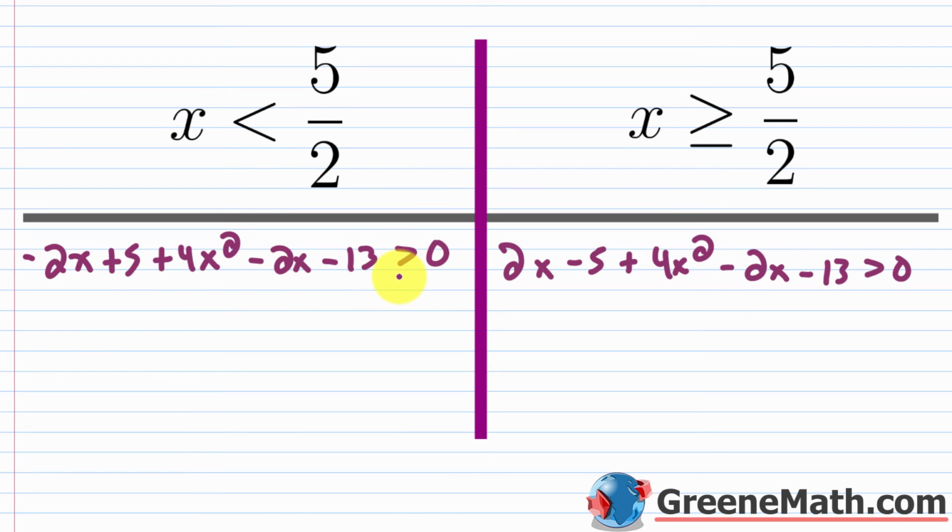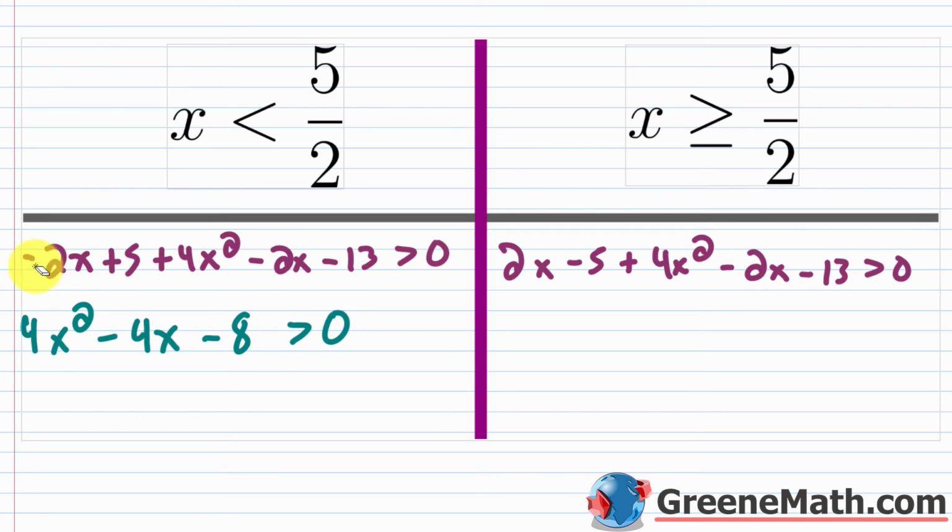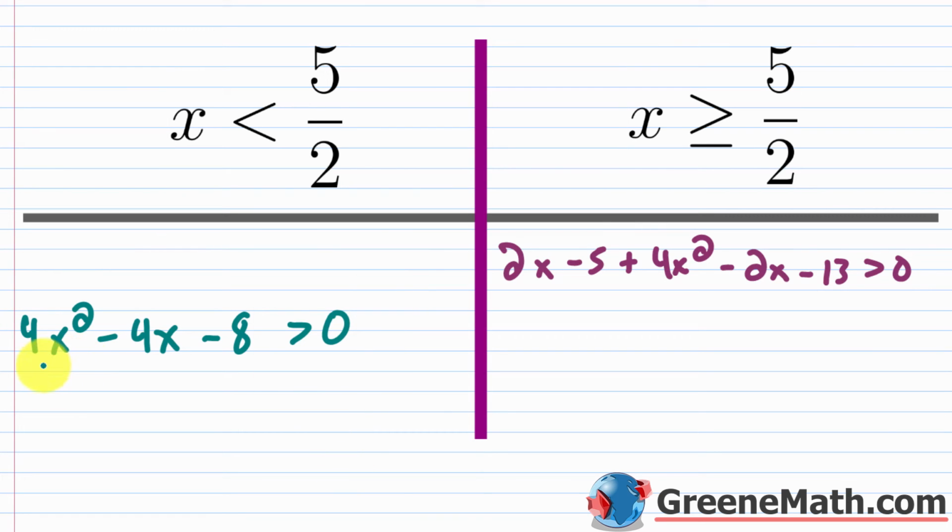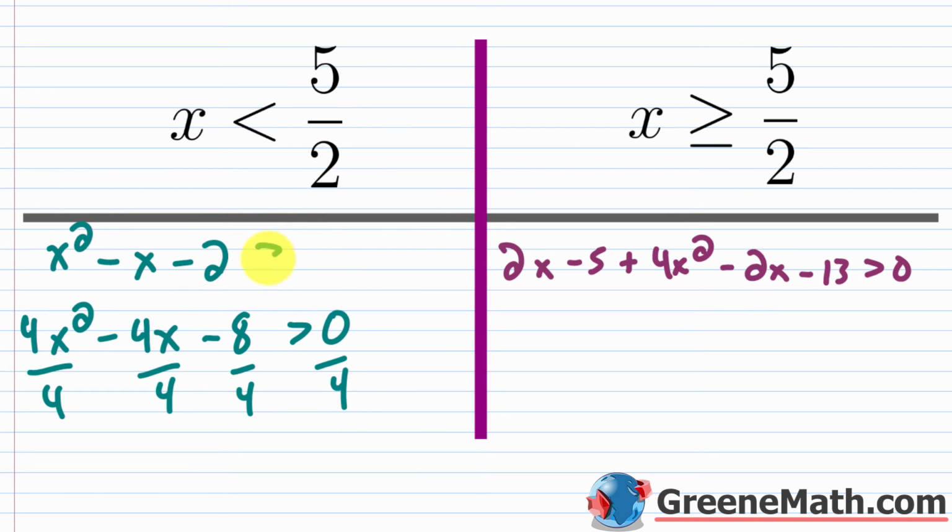So this one, I'm just going to simplify it first. It looks like negative 2x minus 2x would be negative 4x. So let's write 4x squared minus 4x. And then you would have 5 minus 13, and that's going to be negative 8. And this is greater than 0. Okay, I'm just going to erase this and slide this up. Actually, instead of sliding this up, if you divide everything here by 4, you're going to have a much easier time working with this. So this would be x squared, and then minus x, and then minus 2, and that is going to be greater than 0.